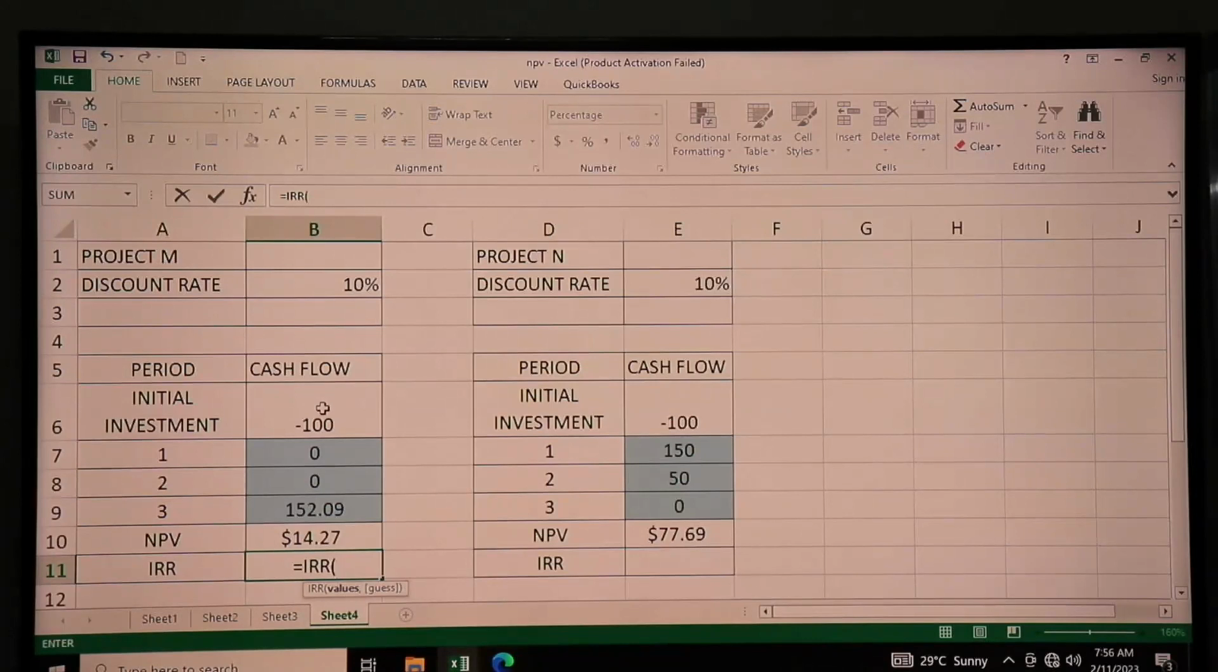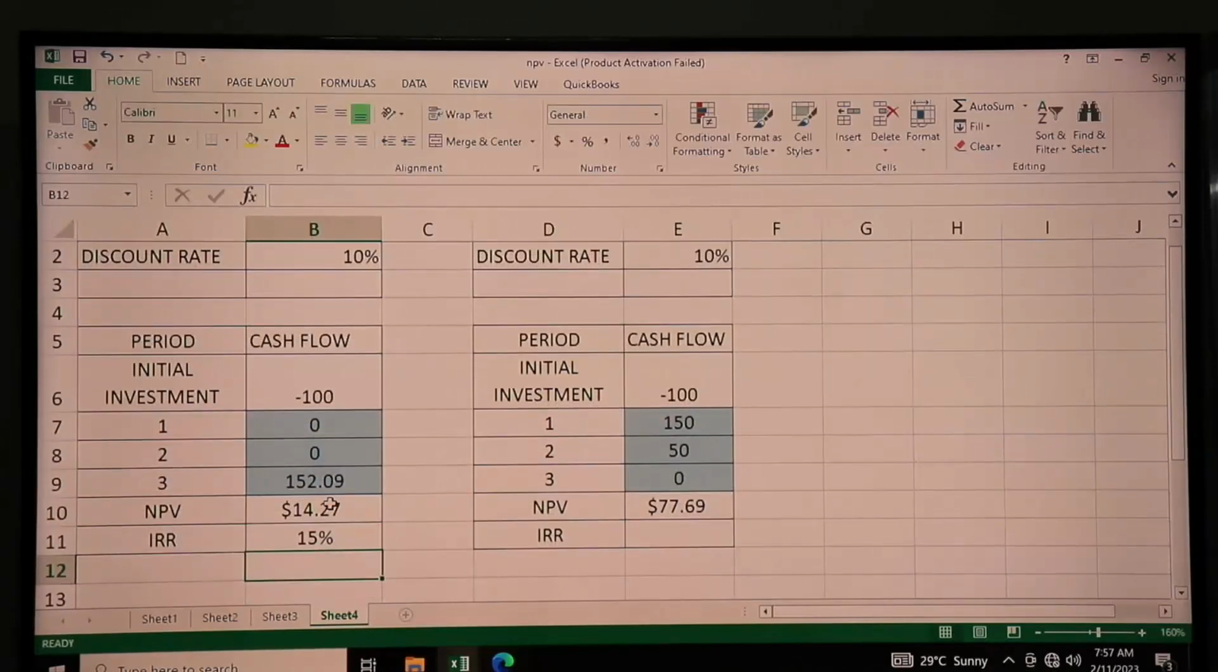So here you highlight that range that is starting from the initial investment, the first return, the second return, and the third return. That is the range which must be set. Then the guess value, we said, is actually a value that we don't have to present here. So since you are not presenting the guess value, you just close the bracket and press enter key.